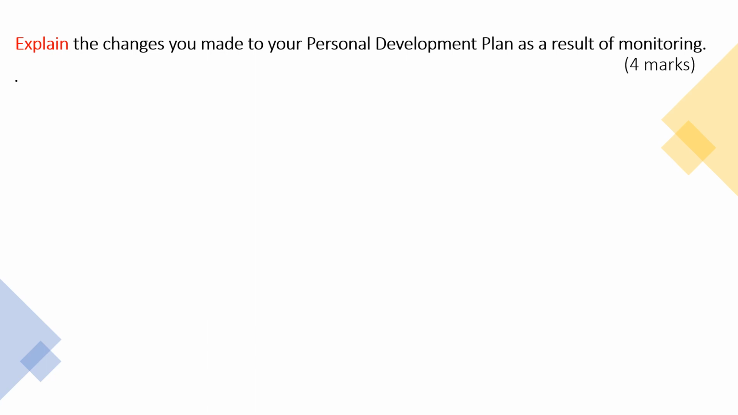So I won't go through it in great detail. This is a 4-mark question coming up. Explain the changes that you made to your personal development plan as a result of monitoring. I will go through the first of the 4 marks and then just give brief pointers for the other 3. Again, my focus will be on structure. Point, give the relevant point, then give the impact using this means that, and follow up with an example, usually starting with for example.